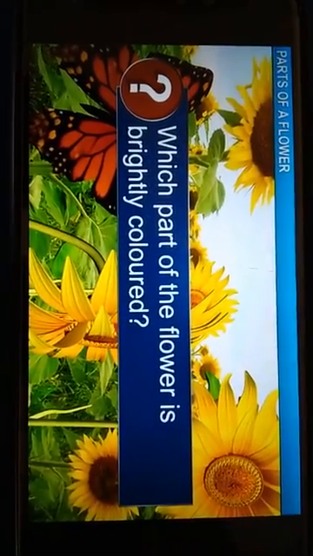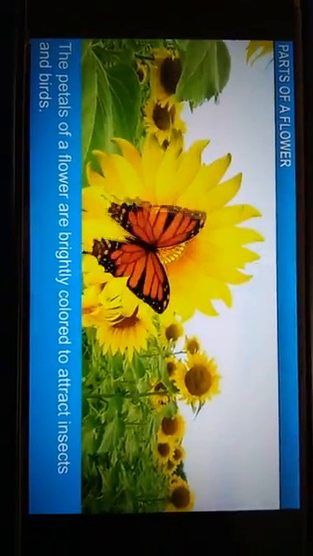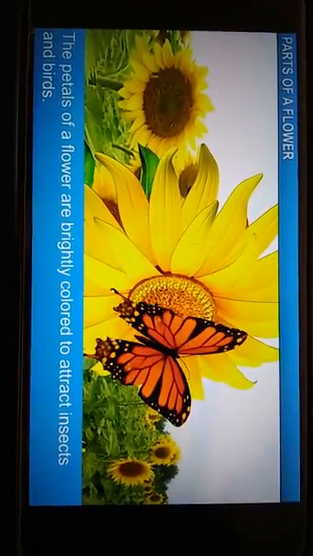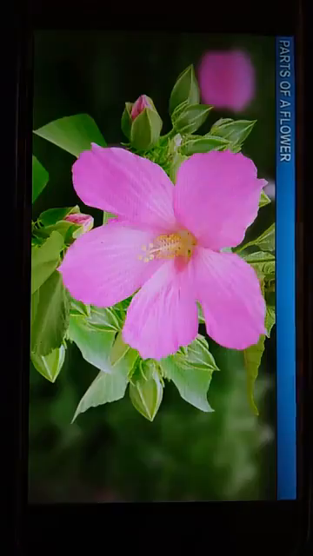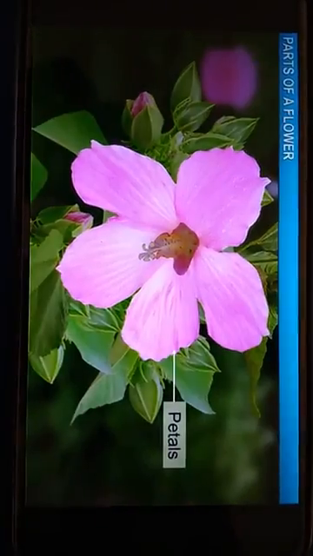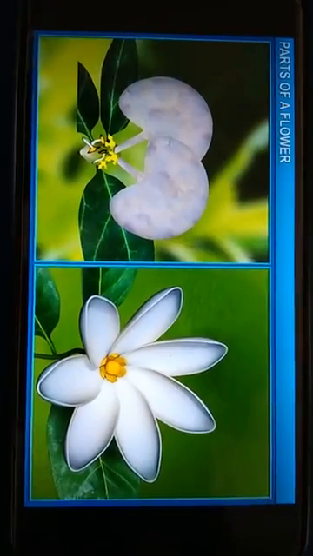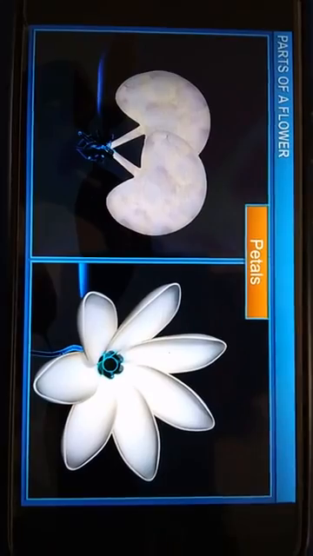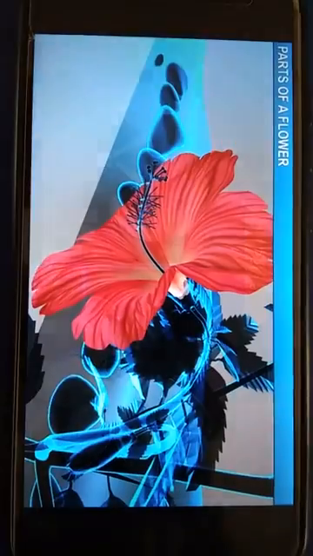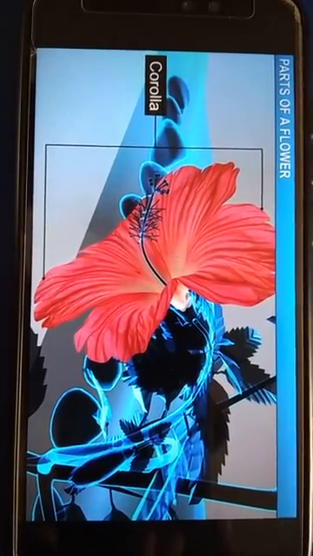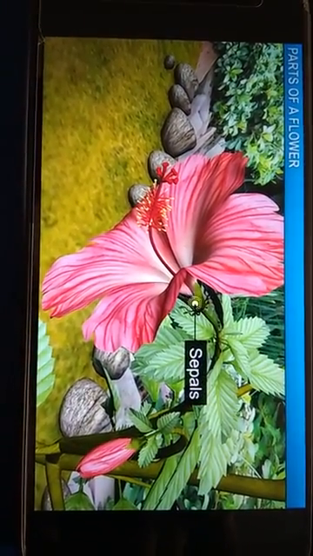Which part of the flower is brightly colored? The brightly colored portions of a flower that attract insects and birds are called petals. The hibiscus flower has 5 petals and 5 sepals. Like sepals, the number of petals also varies in different flowering plants. Petals are collectively called corolla. The petals are brightly colored, while the sepals remain green in color.